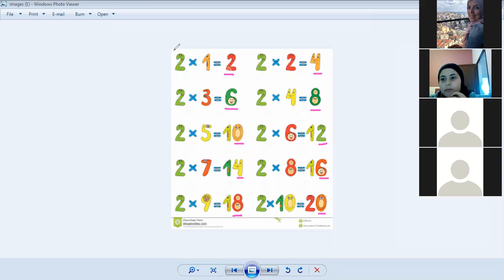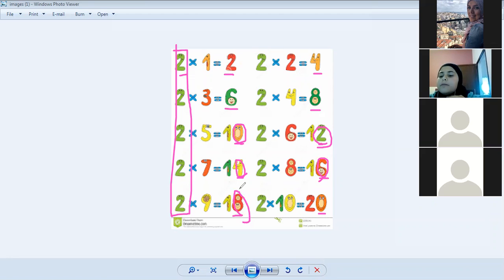Excellent. So all the numbers of the multiplication table of 2, can you see? Any number that you multiply by 2 is going to end either with 0, 2, 4, 6, or 8. So any number that ends with 0, 2, 4, 6, or 8 is divisible by 2. Then it's found in the multiplication table of 2.